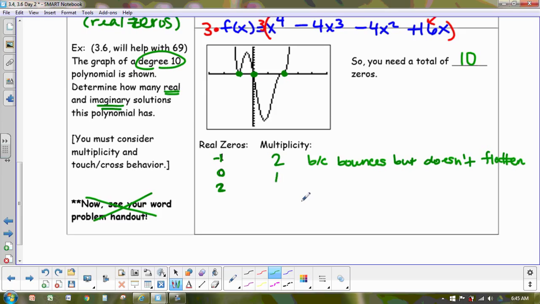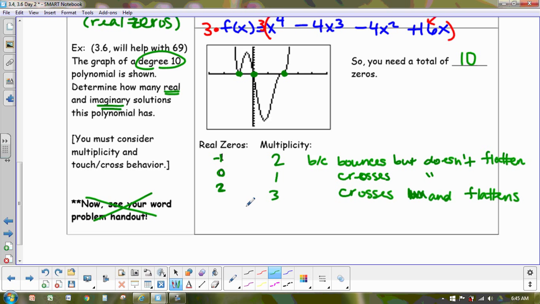0 is just a multiplicity of 1 because it crosses straight through but doesn't flatten. 2 has to be what kind of multiplicity? It crosses. So it should be an odd multiplicity. But it does flatten. So crosses and flattens. So multiplicity of 1 is not going to cut it. That means it's got a multiplicity of 3.